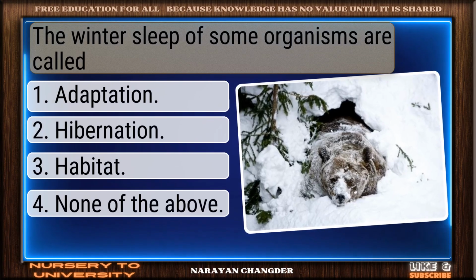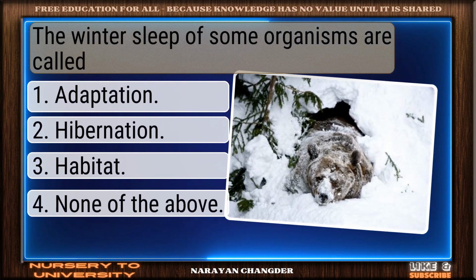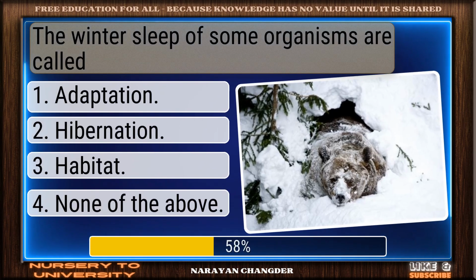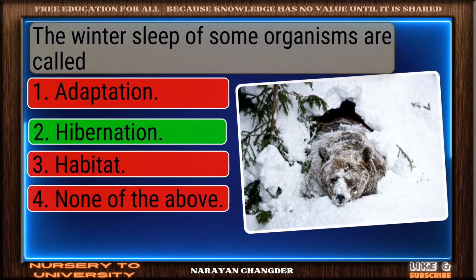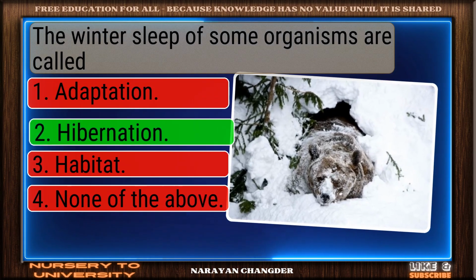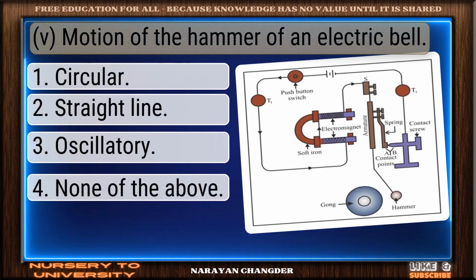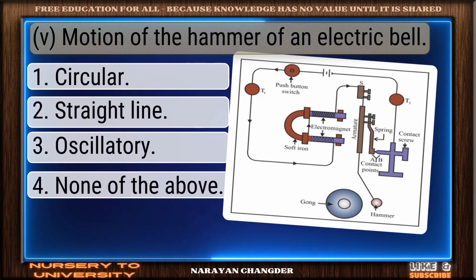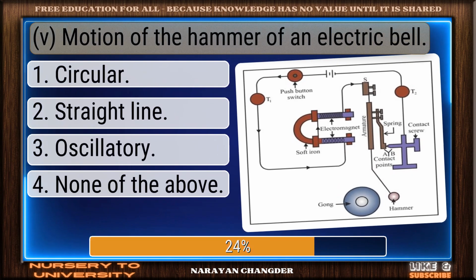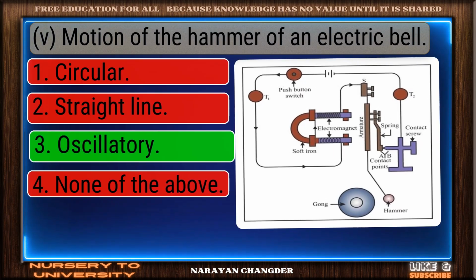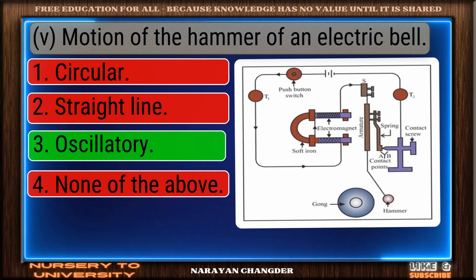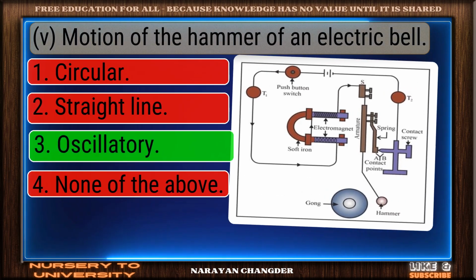Question number 45. The winter sleep of some organisms is called. Great job. Hibernation is the accurate answer. Question number 46. Motion of the hammer of an electric bell. Well picked. Oscillatory is the correct answer.